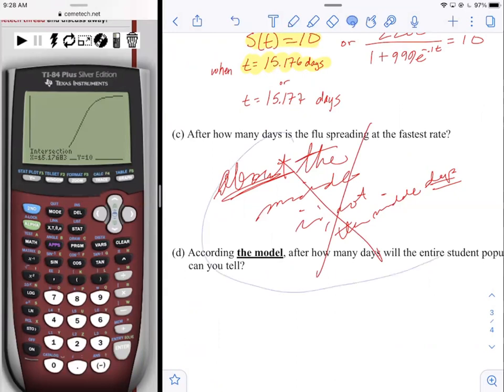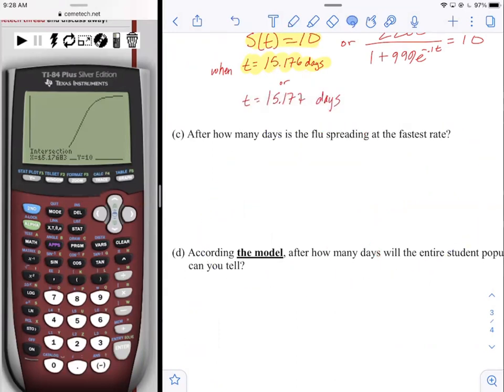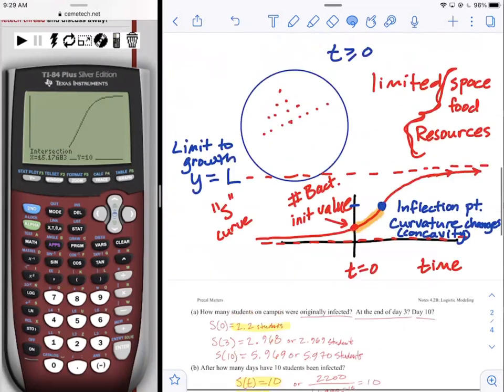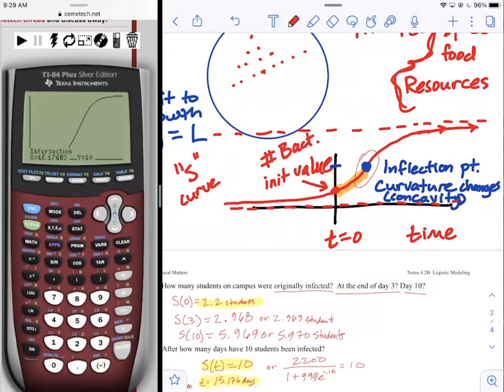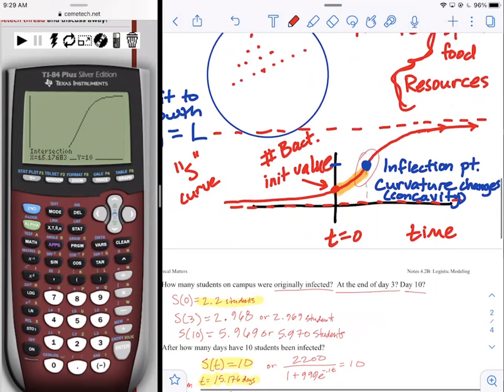Say what you mean and mean what you say. I know you're thinking and I appreciate the thoughts, but you really want to formulate a concise, meaningful argument that gives somebody instructions they could follow. First of all, after how many days? Am I looking for a T value or an S value? I want a T value. I want to know the time in T days that the flu is spreading at the fastest rate. We talked about the importance of the inflection point yesterday. The inflection point is not just where the curvature changes. It's not where the graph is the steepest, but all those things mean it's where the graph is increasing at the fastest rate. So I want to find essentially this value of T.